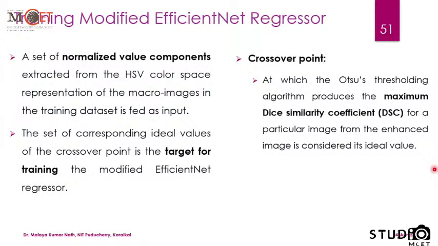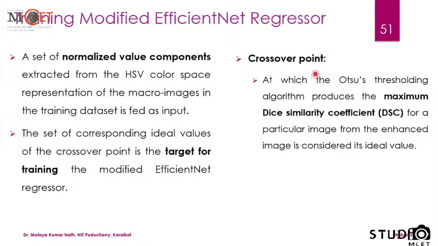So now we have to go for this training. Here we are using a set of normalized value components extracted from the HSV color space represented by the macro images, and the set of corresponding ideal values of the crossover point is the target for the training of the modified EfficientNet regressor.